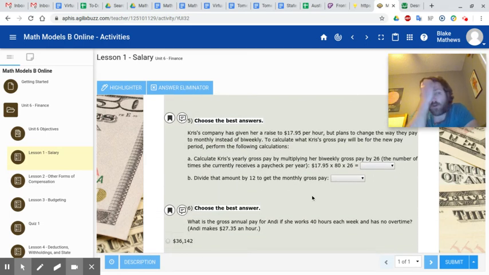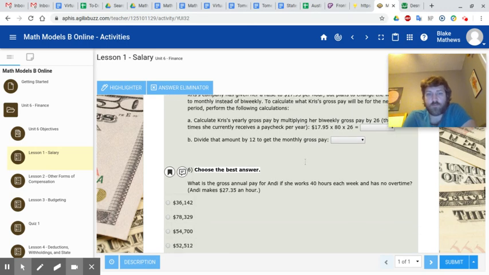All right, I'm going to keep going just to kind of make sure we covered everything. Chris's company has given her a raise, $17.95 per hour, but plans to change the way they pay to monthly instead of biweekly. Calculate what their gross pay will be for the new pay period for the following calculations. It pretty much tells you what to do. Multiply the biweekly gross by 26. So you're going to do that exact calculation, $17.95 times 80 times 26, get a number. Then divide that number by 12, get another number. I'm not going to do that one for you. It spells it out for you.